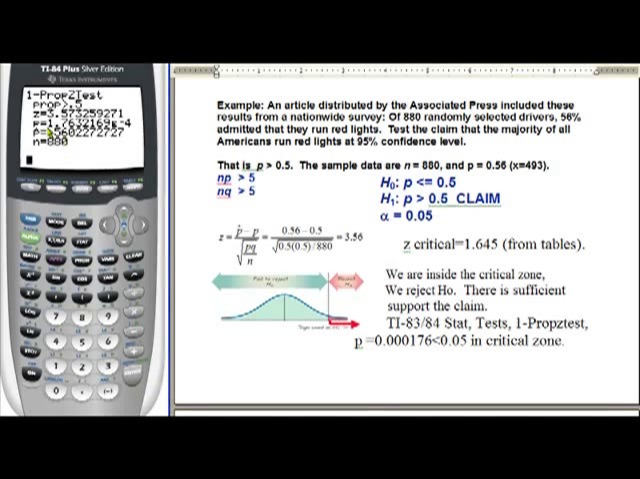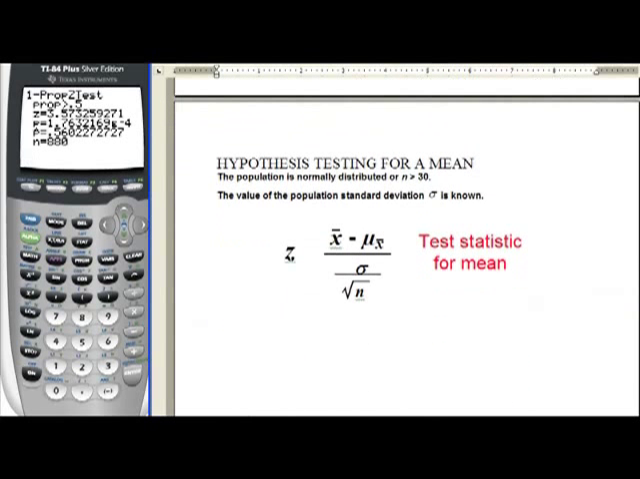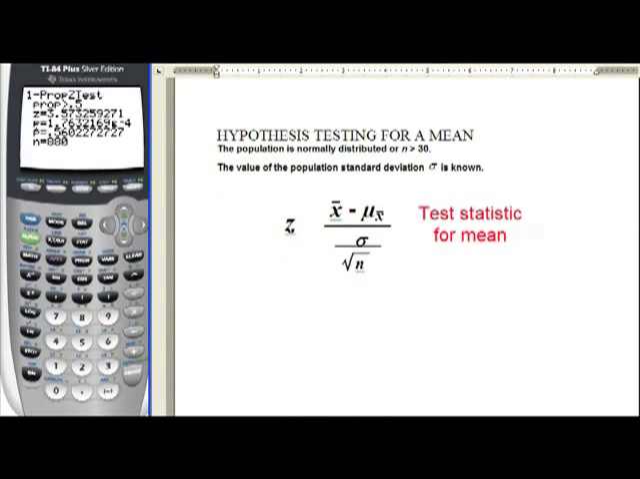That gives you a P of 0.000176, which is less than 0.05. That tells me I'm in the critical region. That means I reject H-null. Now let's go to the next case.